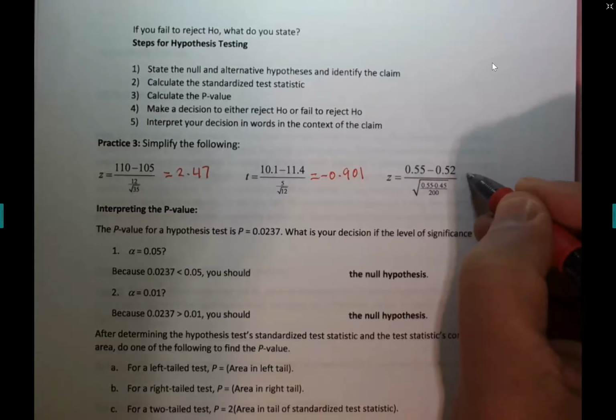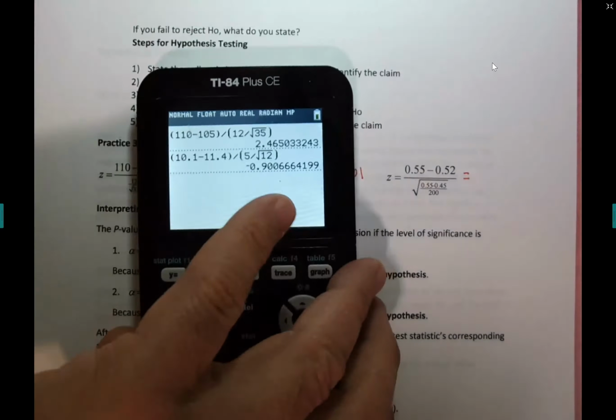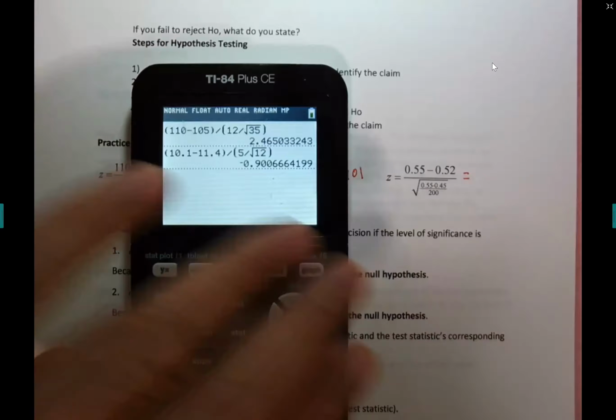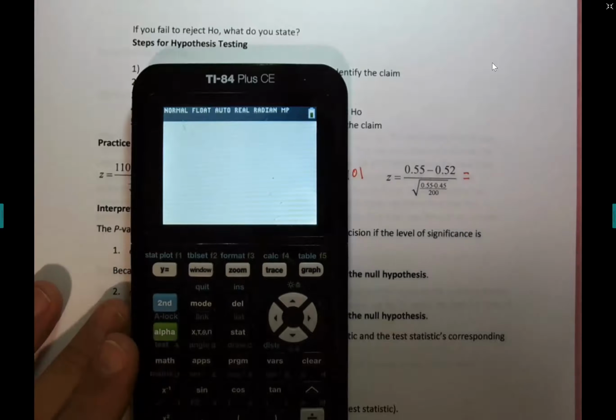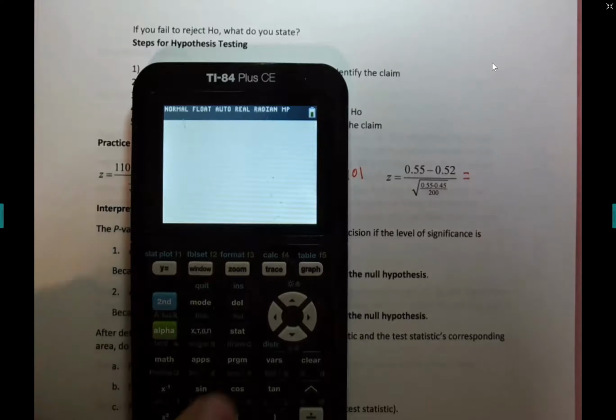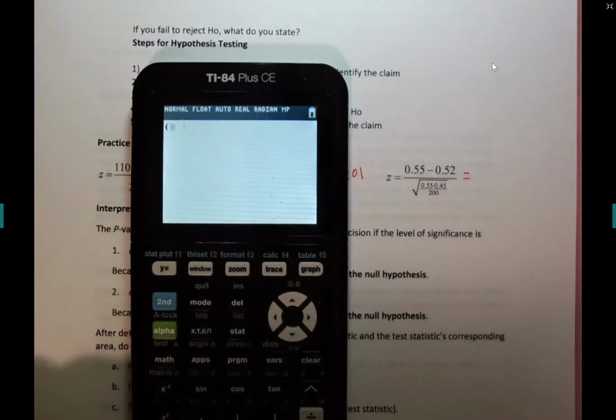And last one. Again, guys, you might not need to do these computations by hand, but when you do, he's going to show you how to do the work by hand, but you will be able to use the calculator programs to get those numbers, which I know are not making any sense to you now, but they will later. 0.55 minus 0.52.